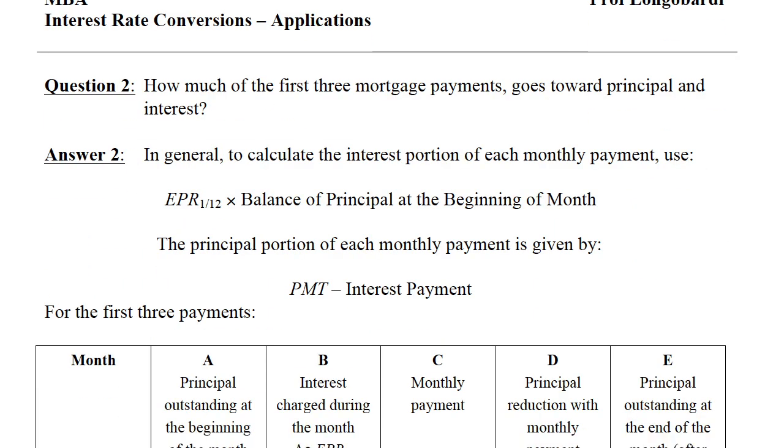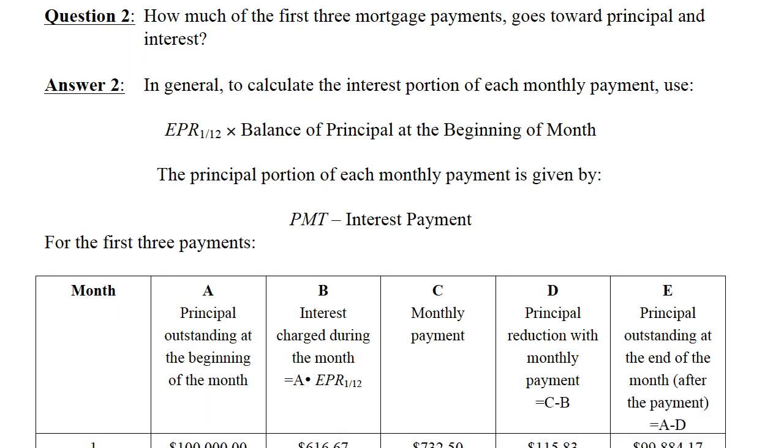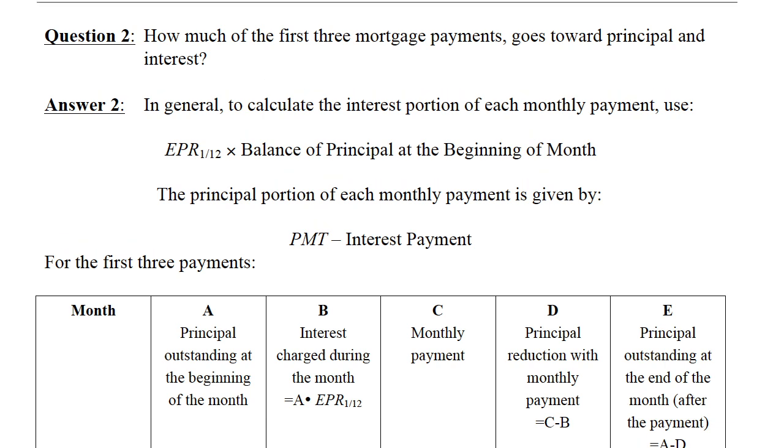All right, so the next question is, how much of the first 3 mortgage payments goes towards principal and interest? This is really important to understand amortization. I suggest you put the headings of this table on your formula sheet. It's sort of cheating, but just so you have it in one place, or remember where this is in your notes. Put the whole thing on your formula sheet, because it helps you remember how to do this.